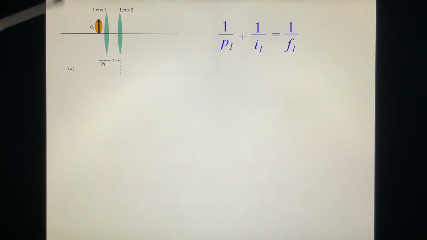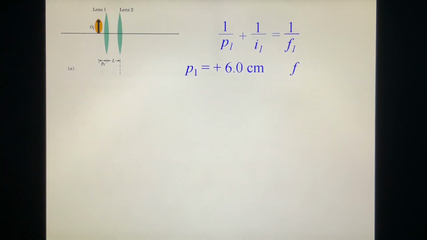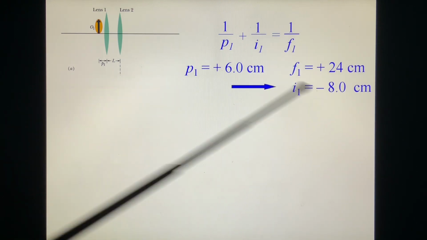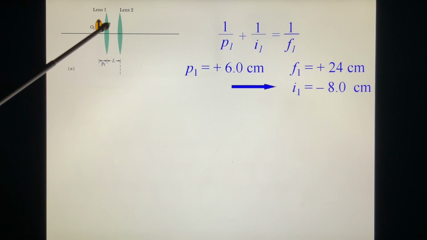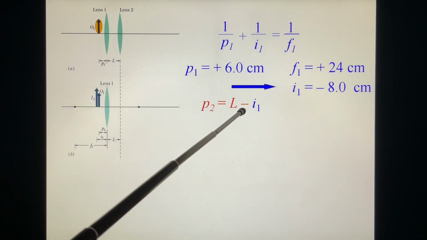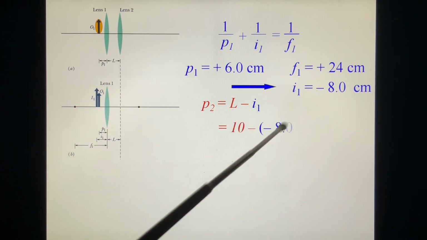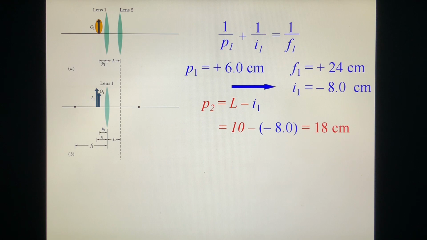Okay, first one, we have this one is 6, where the focus F1, so we have I1 easily. I1 is minus H1. What does this mean? This is on the virtual side, is here. So then we see the P2. P2 equal to L minus I1. I1 is minus, so we get P2 is 10 minus minus A is 18 centimeter.